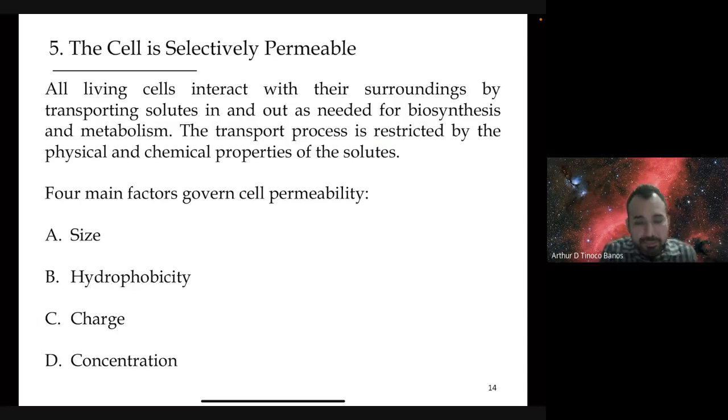All right, so let's talk a bit about selectivity in terms of the permeability of a cell. So all living cells interact with their surroundings by transporting solutes in and out as needed for biosynthesis, metabolism, cell proliferation, and whatnot. The transfer process is restricted by the physical and chemical properties of the solute. And so generally speaking, we're talking about these four main components: the size, the hydrophobicity, the charge, and the concentration.